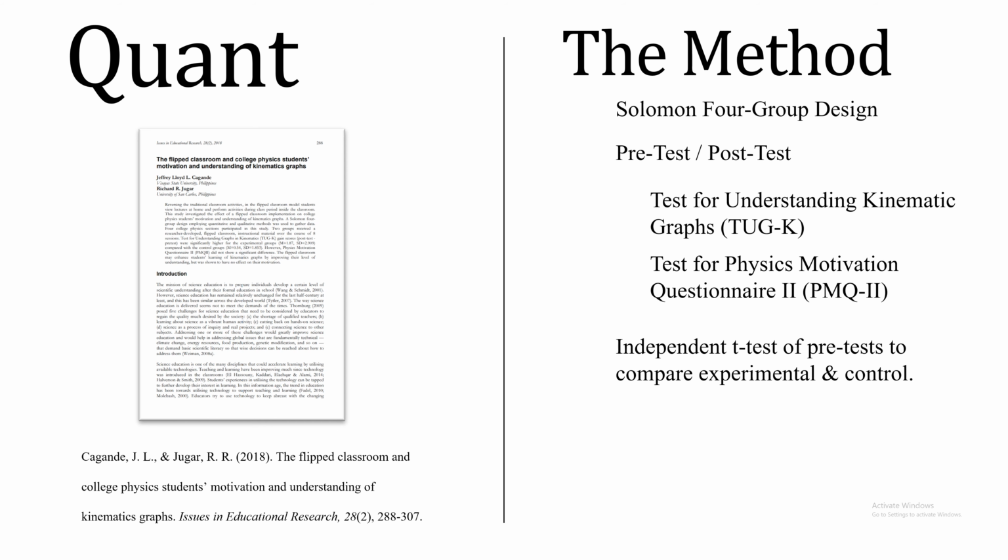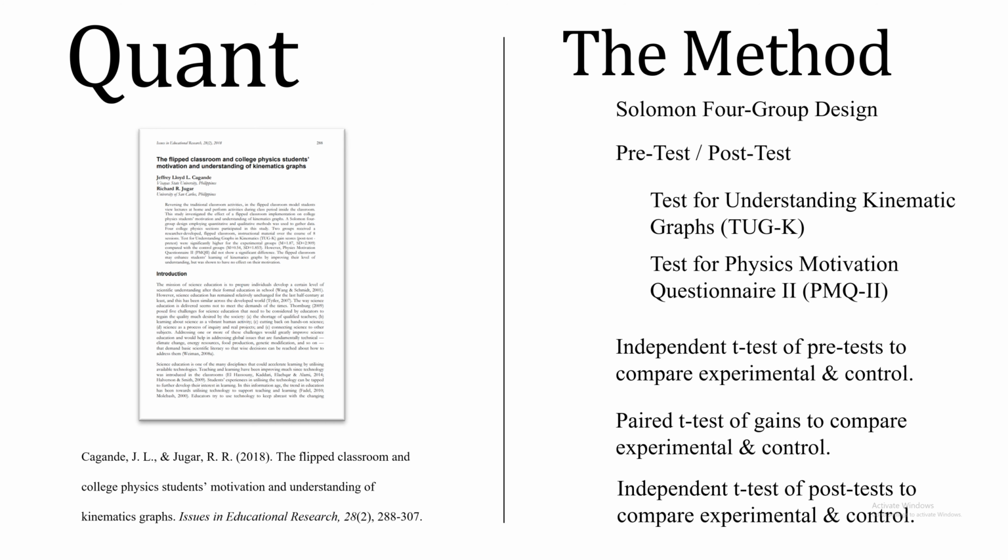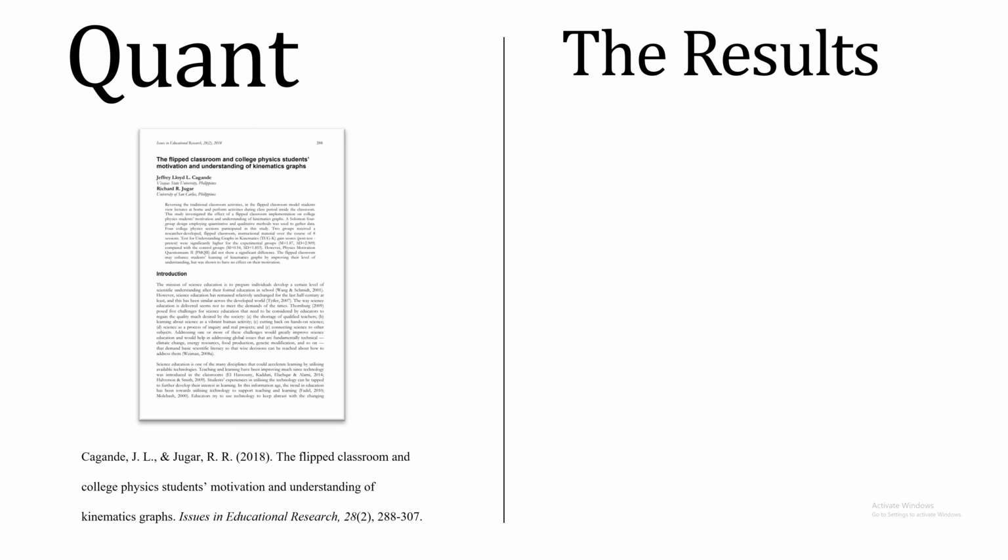Now, their actual study is basically an independent t-test of pre-tests to compare the experimental and control, and to make sure that there were no outliers, any outstanding courses that from the pre-test showed that they already knew a bunch of information. Then they did a paired t-test of the gains to compare the experimental and control groups. Of course, this is only for the 2 groups that took both the pre-test and the post-test. Then they did an independent t-test of post-tests to, again, try and find an outlier to ensure that there wasn't one group that got some sort of outstanding lesson or cheated, and thus threw off all the results.